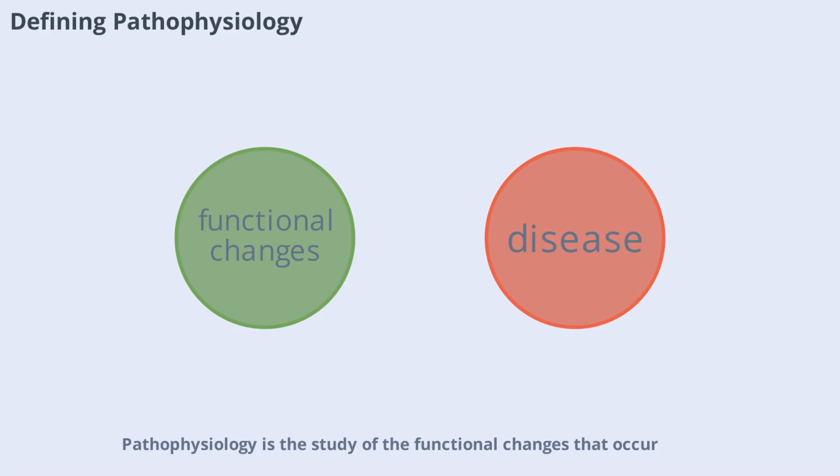Pathophysiology is the study of the functional changes that occur in the body as a result of a disease or injury. Unlike anatomy, which focuses on structure, or physiology, which examines normal function, pathophysiology zeroes in on what happens when things go wrong. It explains how and why the body's normal processes are disrupted, leading to the signs and symptoms we observe in patients. Understanding these changes is crucial for diagnosing diseases, predicting outcomes, and developing effective treatments. In the next scene, we'll look at how pathophysiology connects with other medical sciences.